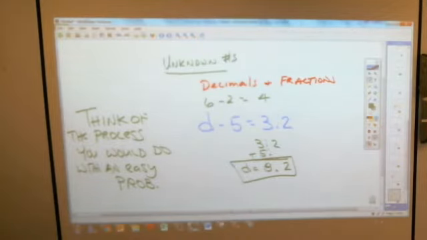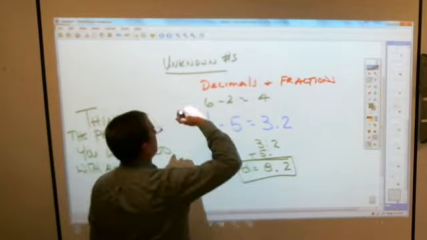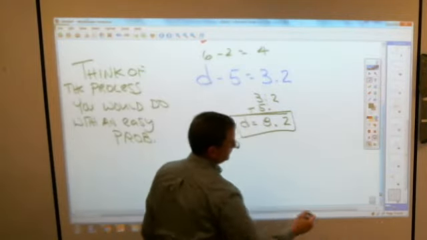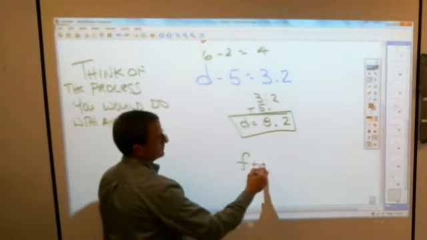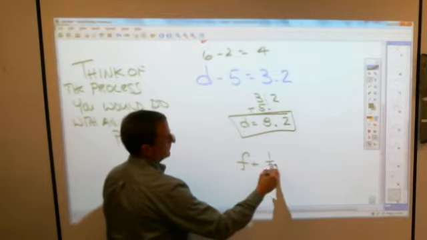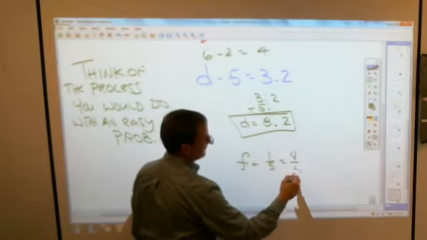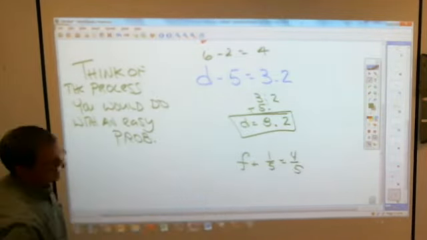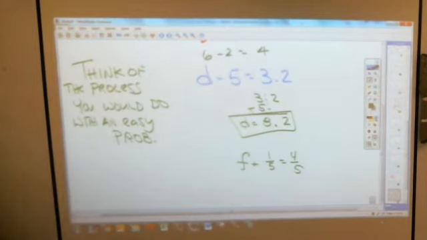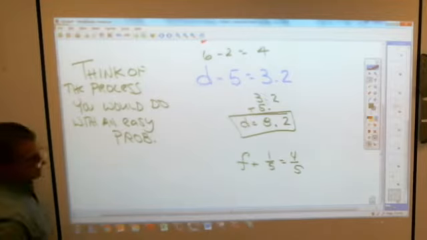What about this one? F plus 1.5 equals 4.5. F plus 1/5 equals 4/5. Sorry. I think I said 1.5, didn't I? My mind was on decimals. So the first thing you have to do with this is, Sam? Think of an easier problem.